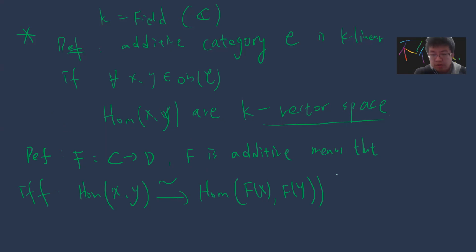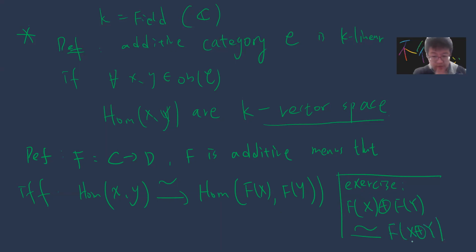Okay, and a very simple exercise. You can check for yourself. By the previous definition, you can check that if you compute F of X direct sum F of Y, it is isomorphic in the category D to F of X direct sum Y, so it will preserve the direct sum. By the way, this direct sum is like a bifunctor. I will talk about bifunctors in the future.